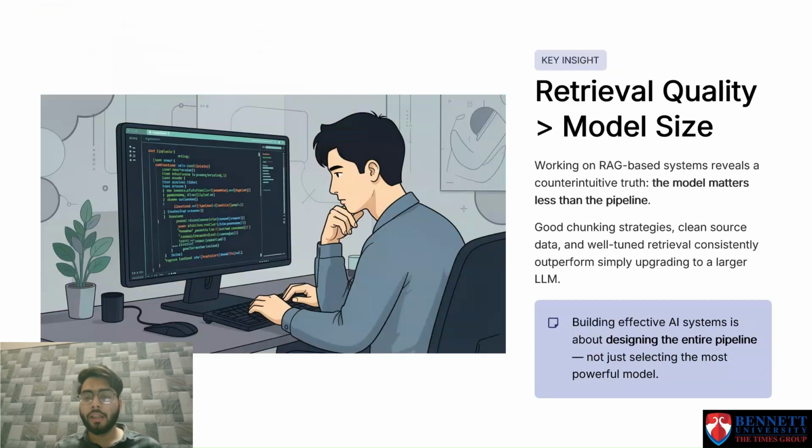From my understanding and implementation, I realized that the quality of retrieval is more important than the model itself. Even a powerful model cannot give good results if the retrieved data is not relevant. This shows that building AI systems is not just about choosing the model, but about designing an entire pipeline carefully.